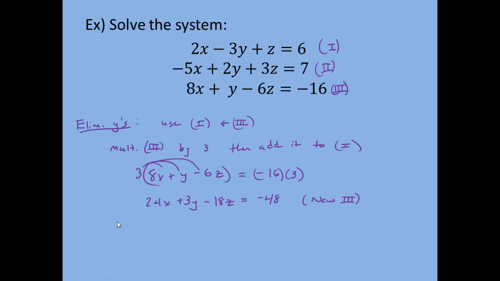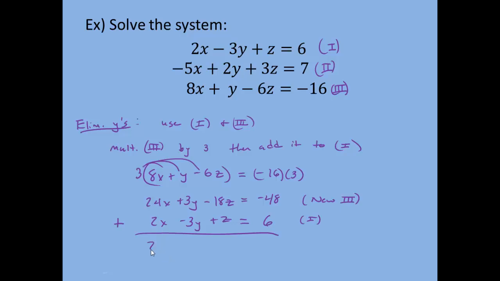So I'm going to add this to my equation 1, which was 2x minus 3y plus z equals 6. We're adding these equations together to form a new equation. This is equation 1 here. So my new equation 3 plus my equation 1 should eliminate y's. That was my goal, remember.